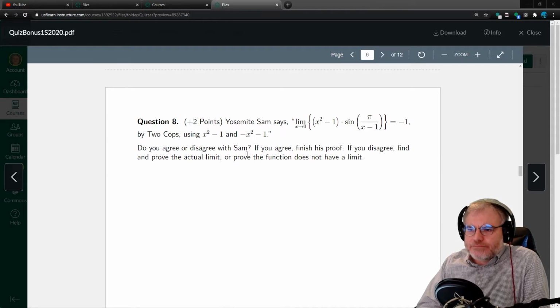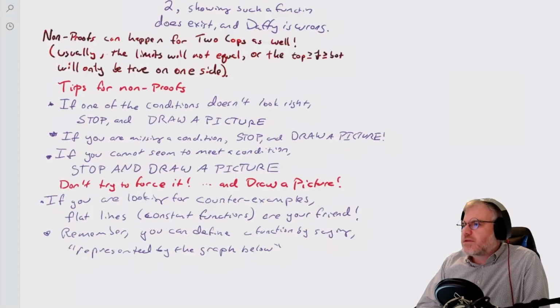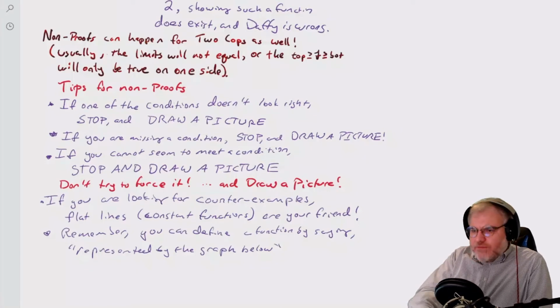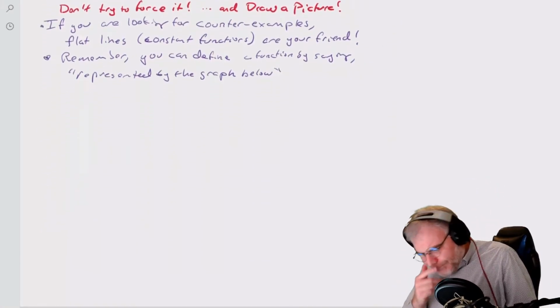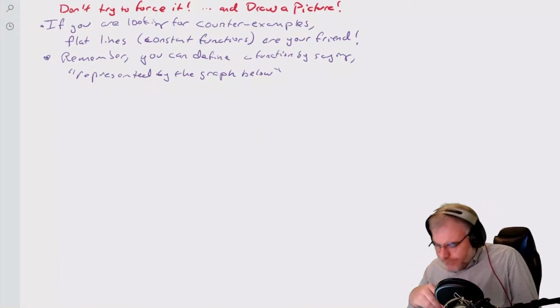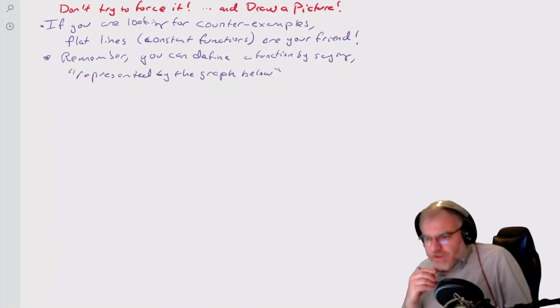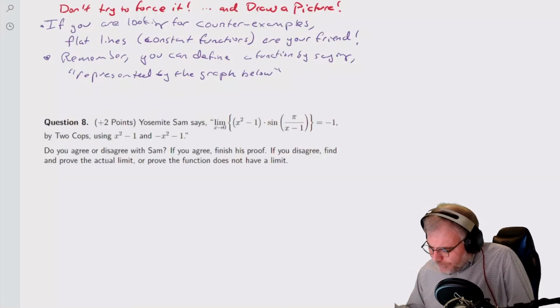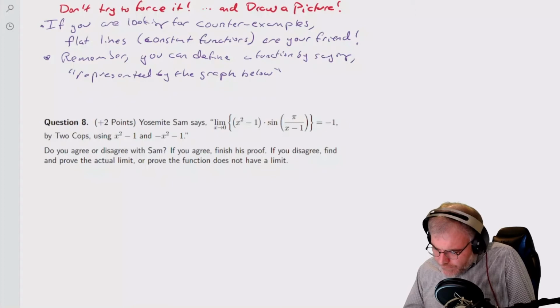Okay. And the trick to this one, let me copy this into our notes here. Hold on, I want to go back to the tablet. Let's do this. So put it right here. This is an example of a non-proof for two cops. Non-proof example, two cops.